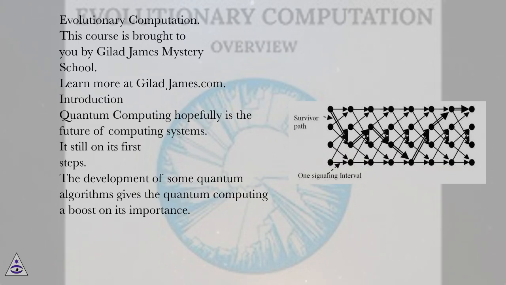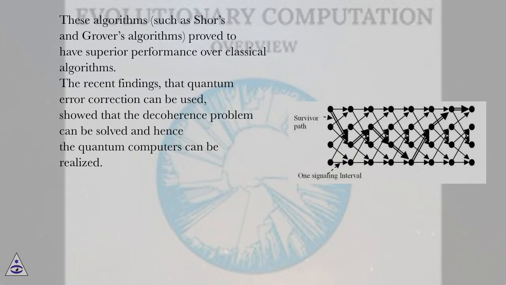Introduction. Quantum computing hopefully is the future of computing systems. It's still on its first steps. The development of some quantum algorithms gives quantum computing a boost in importance. These algorithms, such as Shor's and Grover's algorithms, prove to have superior performance over classical algorithms. The recent findings that quantum error correction can be used showed that the decoherence problem can be solved and hence quantum computers can be realized.